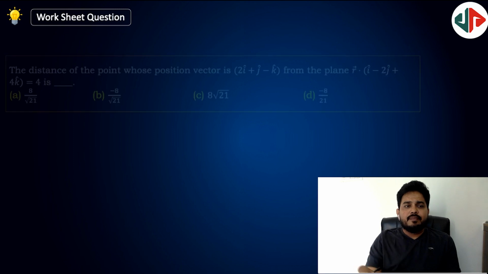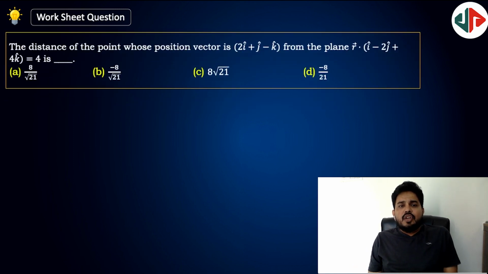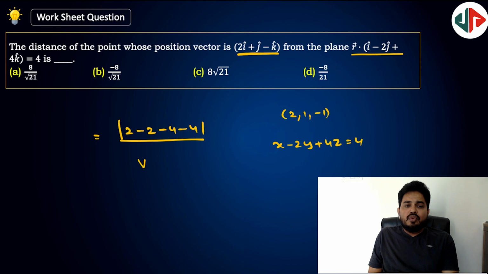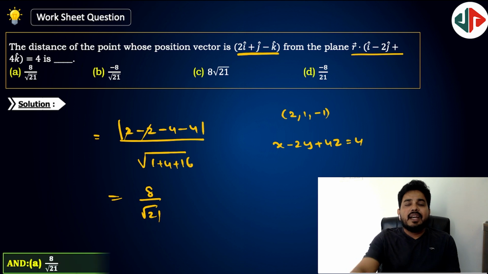Next question is the distance of the point whose position vector is this one from the plane. So that is the perpendicular distance from 2 comma 1 comma minus 1 to the plane x minus 2y plus 4z is equal to 4. What is the perpendicular distance formula? Modulus of 2 minus 2 minus 4 minus 4 by root over a square plus b square plus c square. It is equal to 8 by root 21 is the answer.